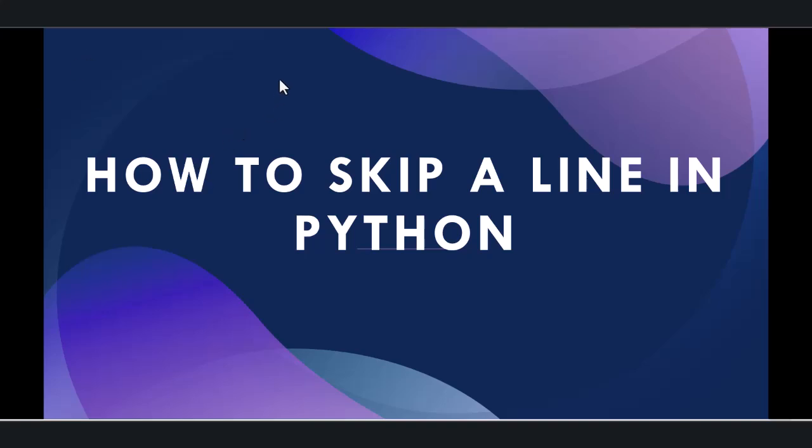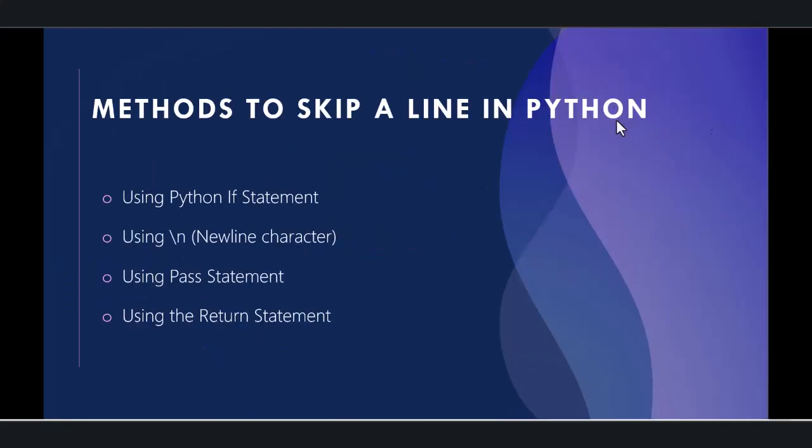I'm Anjali. The topic that I'll discuss today is how to skip a line in Python. As the name says, this is about skipping a line. These are the methods to skip a line in Python. I've listed four different methods. First is using Python if statement, using \n new line character, using pass statement, and using the return statement.